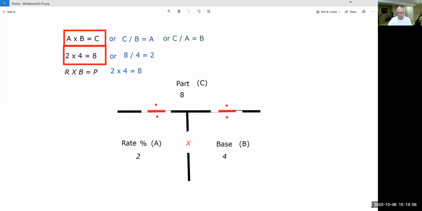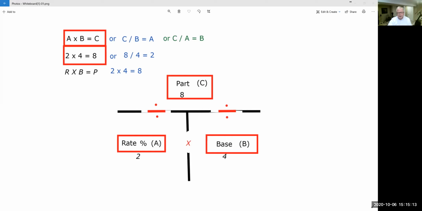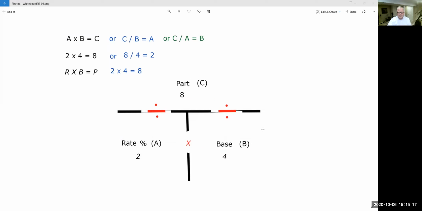So what we have is rate, base, and when you have those two, you multiply them together, just as it shows here. So 2 times 4 equals 8. It's fairly simple. So this would be our A, B, and C. Now, we are not always going to have a full number. I'll explain that when we talk about percentages.